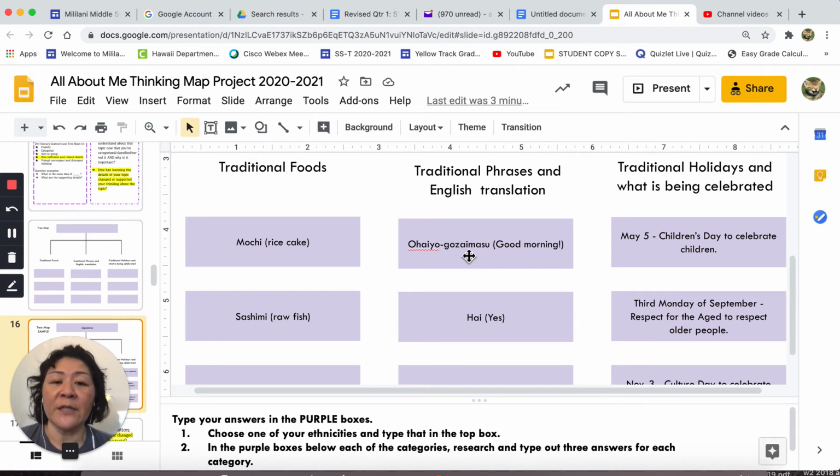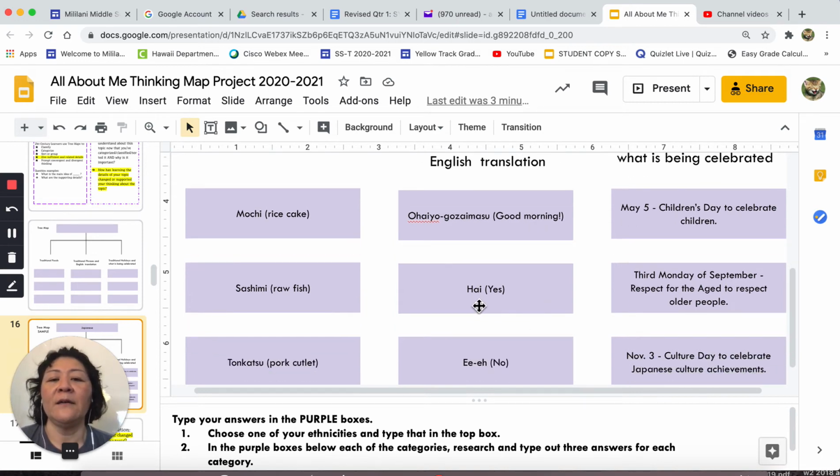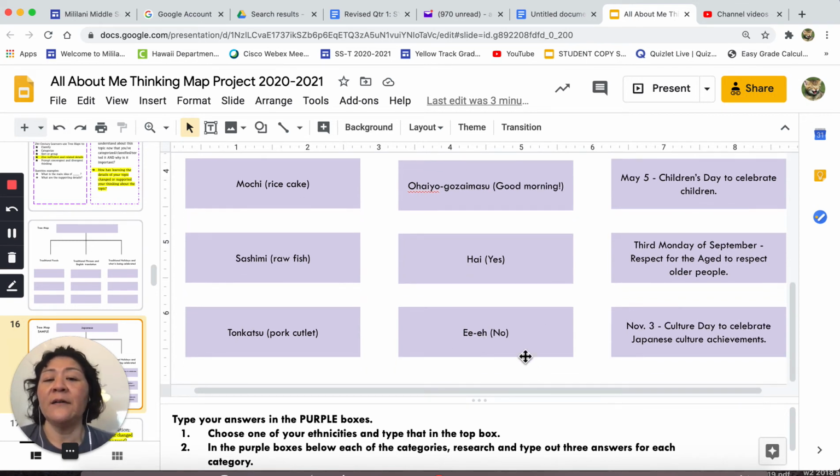So you see I've written the traditional phrase in Japanese, and then I've written in parentheses what the translation means. So ohayo gozaimasu means good morning. Hai, I wrote that. That's the Japanese word, and it means yes. Iie, I've written in English, and it means no.